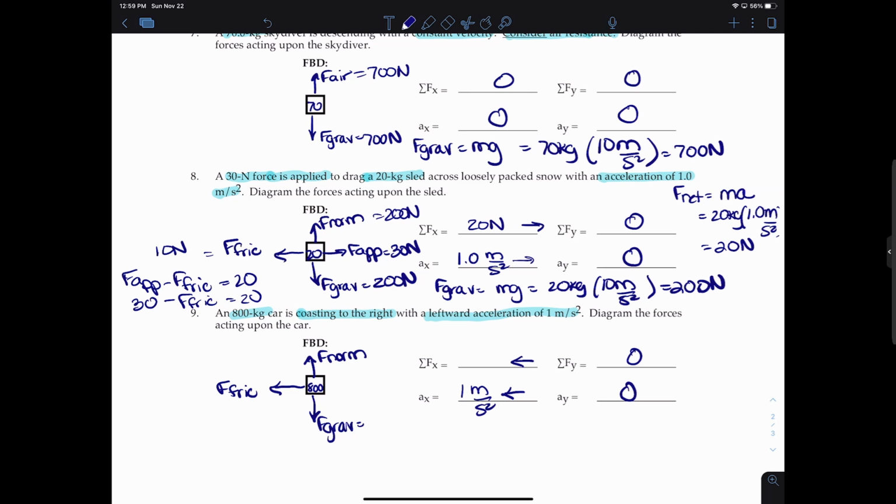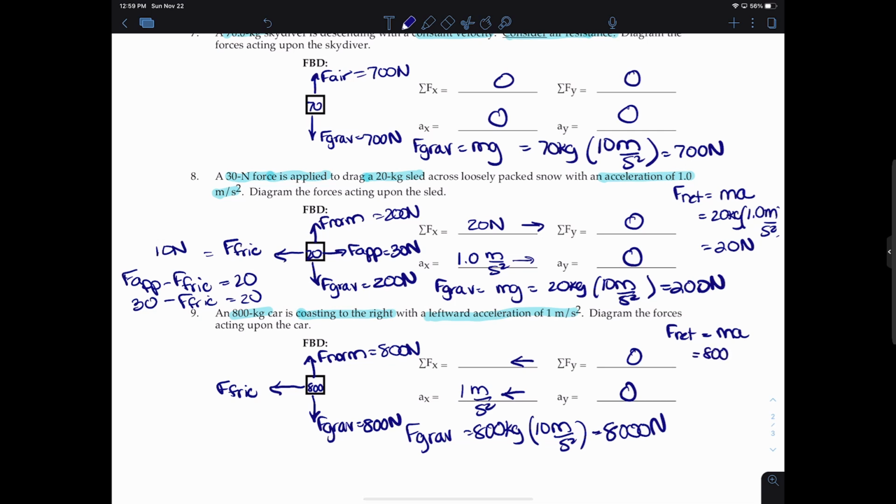So let's see what we can do. Force of gravity equals 800 kilograms times 10 meters per second squared. So that equals 8,000 newtons. And it's balanced in the y direction, so that's also 8,000 newtons. So now let's look at our Newton's second law of motion. F net equals 800 kilograms times 1 meter per second squared. We have 800 newtons to the left, and since there is only one force, that one has to be 800 newtons.